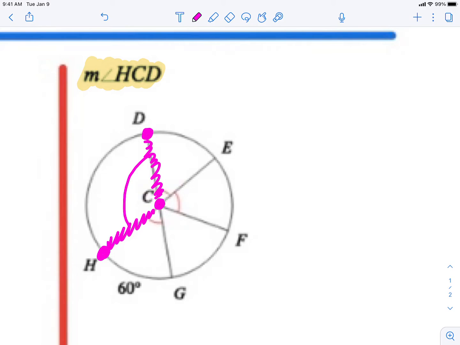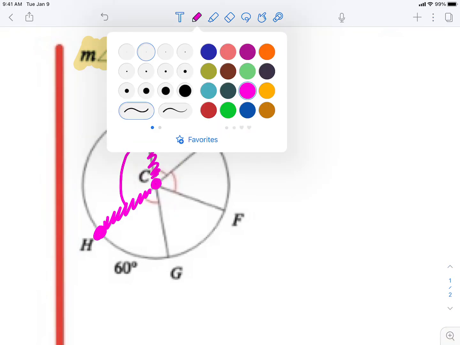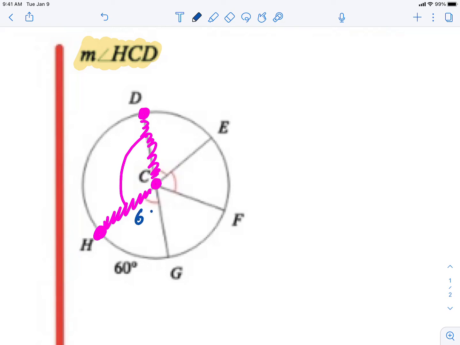Okay, what do I do? I don't have the arc. If I had the arc, then I would know what the central angle is, but I don't have the arc. But what I do have is this. Check this out. From here to here is 60. So that means that this little angle right here is also 60, right? So I'm going to say this is 60 here. But how in the heck does that help me?